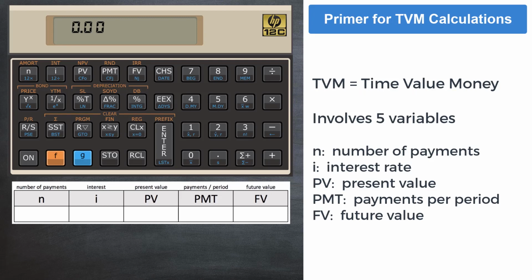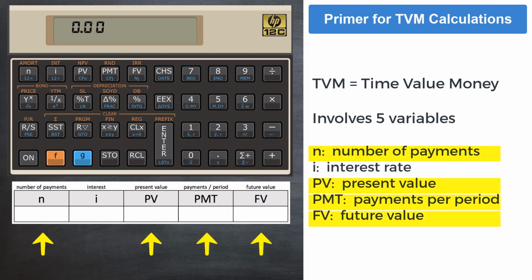A TVM calculation involves some or all of these 5 variables: number of payments, interest, present value, payments per period, and future value. These 5 variables are all important players in a wide variety of financial scenarios. The good news for you, the financial analyst, is if you know any 4 of the 5 variables, you can use the HP12c to solve for the one you want.